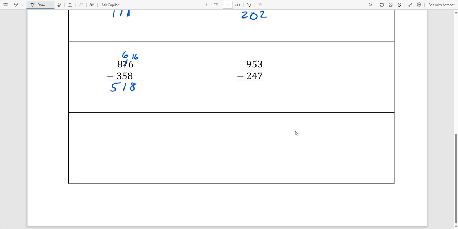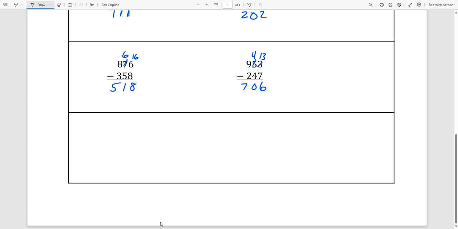And then finally, 953 minus 247. All right, so 3 minus 7, can't do it. We'll borrow 10 from the tens place from the 5 here, making that 13. And so that's 13 minus 7 is 6. And then 4 minus 4 is 0. And then 9 minus 2 is 7. That's all there is to it.